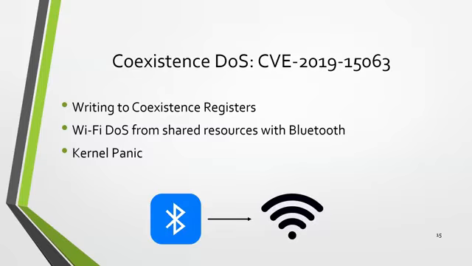This vulnerability allows an attacker to manipulate the coexistence registers via Bluetooth, disrupting Wi-Fi functionality. On some devices, this interference is severe enough to cause a kernel panic, which occurs when the operating system encounters a critical error it can't recover from, causing the device to crash. Frankenstein takes advantage of this flaw by intentionally writing to those registers, demonstrating how Bluetooth can be leveraged to interfere with Wi-Fi connectivity, and in extreme cases, crash the entire system.